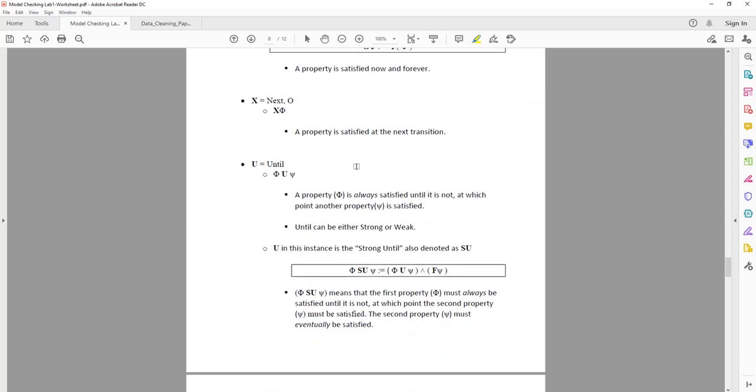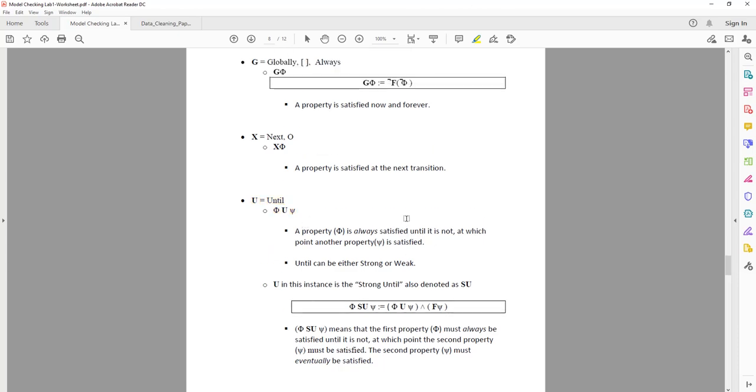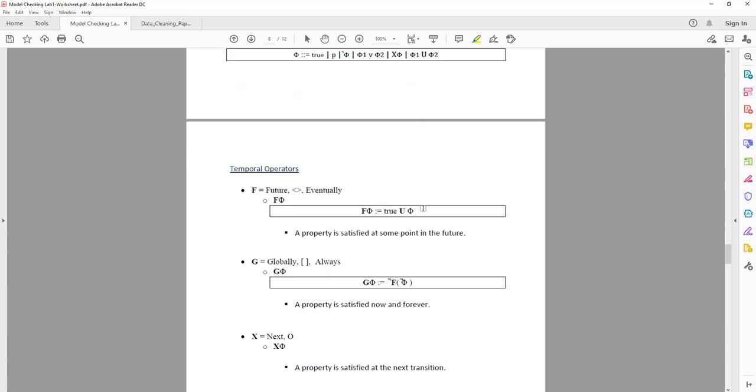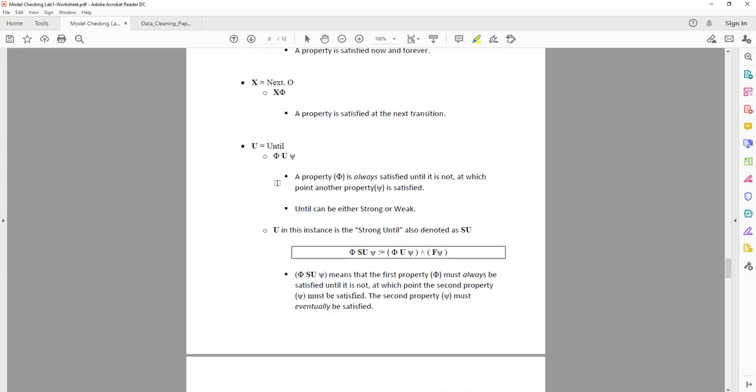Next is U, which is until. So we have phi until psi, or as we see in our BNF, it's just phi 1 until phi 2. That's the same as phi until psi. This must mean a property phi is always satisfied until it is not, at which point another property psi is satisfied. So if we say p until q, p is always satisfied, so p until it's not. Then once p becomes false, q must become true. That is what this basically means.